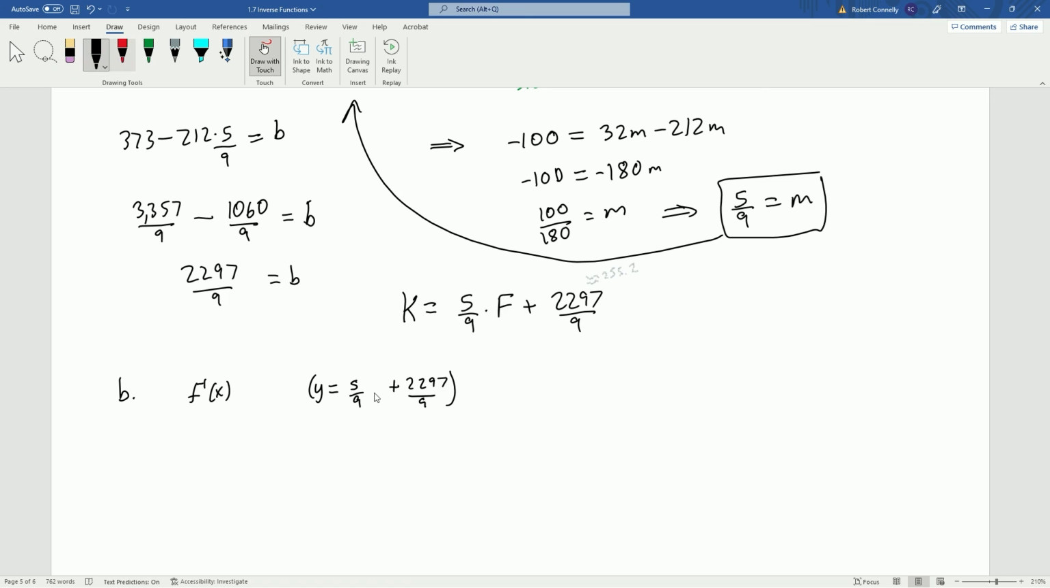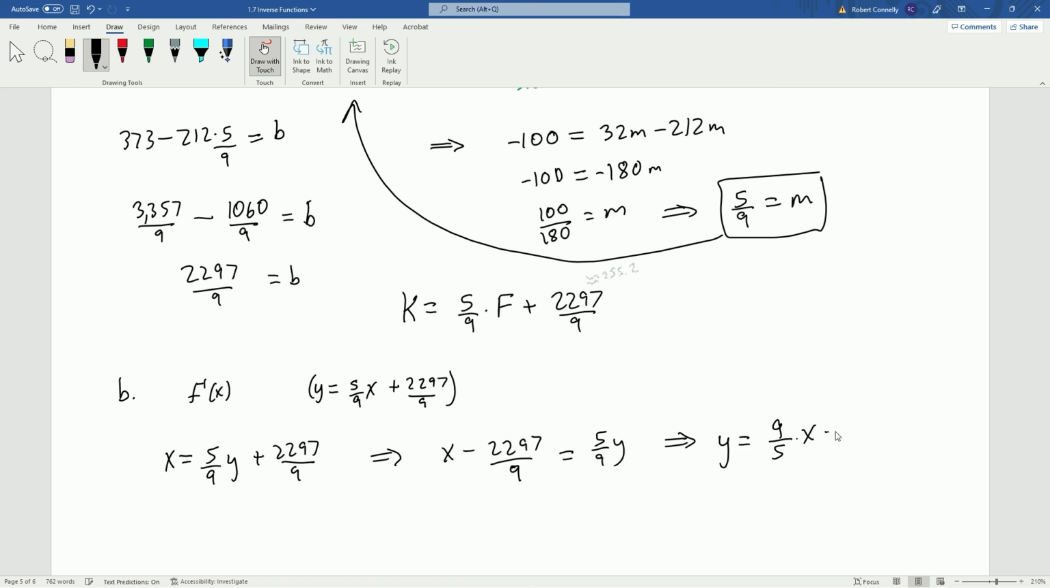So we'll write this in terms of y and x. So I switch to x equals 5/9 y plus 2,297 over 9. I subtract that, I get x minus 2,297 over 9 equals 5/9 y. And then I multiply both sides by 9/5. So that gives me y equals 9/5 times x minus 2,297 over 5.